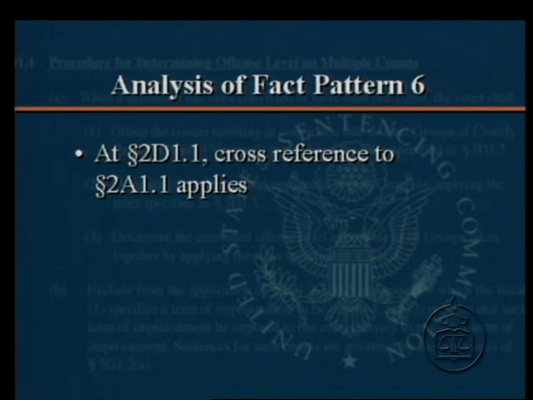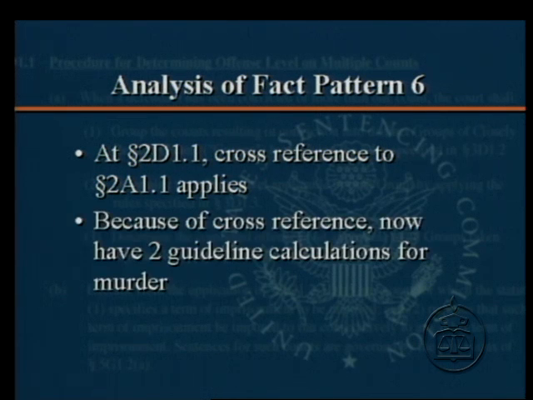Now, because of this cross-reference, we now have, for guideline calculation purposes, 2 counts of murder, or 2 counts that are going to be determined pursuant to the guideline at 2A1.1. We still have, in the real world, so to speak, 2 counts of conviction, one being the cocaine distribution and one being the murder count. So when you go to impose the sentence, you're going to have to impose the sentence on the basis of those 2 counts. But for guideline application purposes, we're sort of working with a different game here.